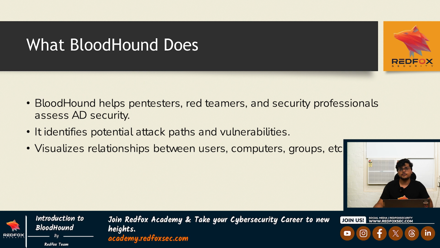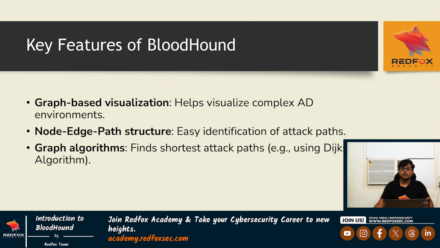BloodHound helps cybersecurity professionals map out and analyze relationships within an Active Directory environment. It also helps to identify potential attack paths and vulnerabilities. So BloodHound is particularly useful for penetration testers, red teamers, and security professionals who are tasked with assessing the security posture of an organization's Active Directory infrastructure. One of the standout features of BloodHound is its graph-based visualization. It uses graph theory to map out the relationships between users, computers, and groups in an Active Directory environment, making it easier to understand complex structures and identify potential attack vectors.